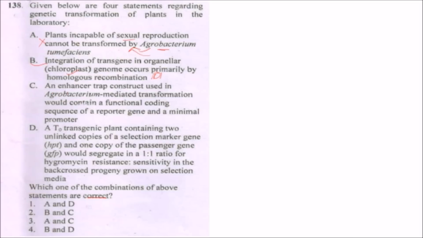The next statement is that the enhancer trap construct used in agrobacterium-mediated transformation could contain a functional coding sequence of a reporter gene and a minimal promoter. Actually, it is a characteristic while we are designing the construct for infection with agrobacterium, that it should have the functional coding sequence of a reporter gene and a minimal promoter. So the correct statements are B and C. So the answer will be number 2.